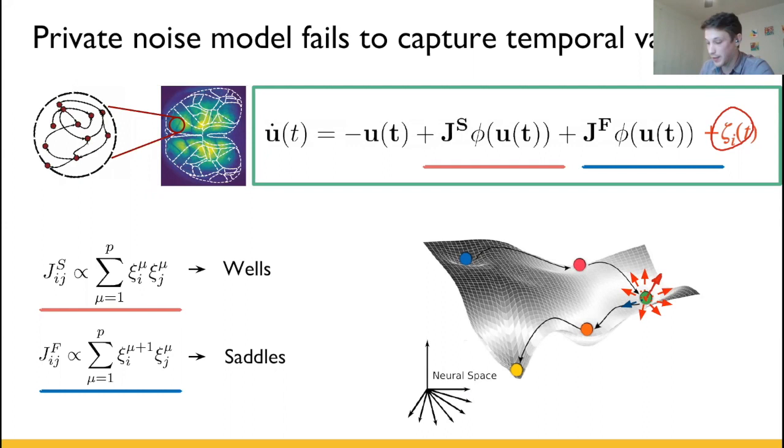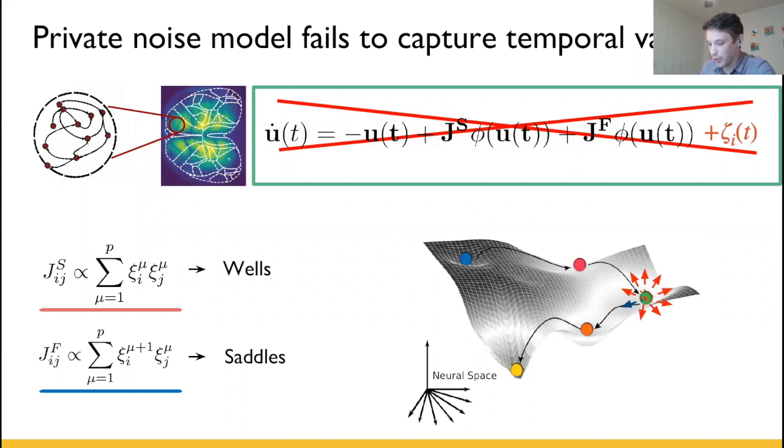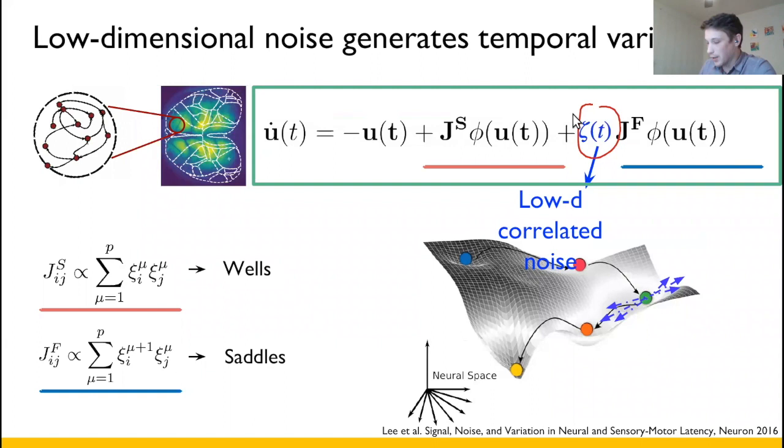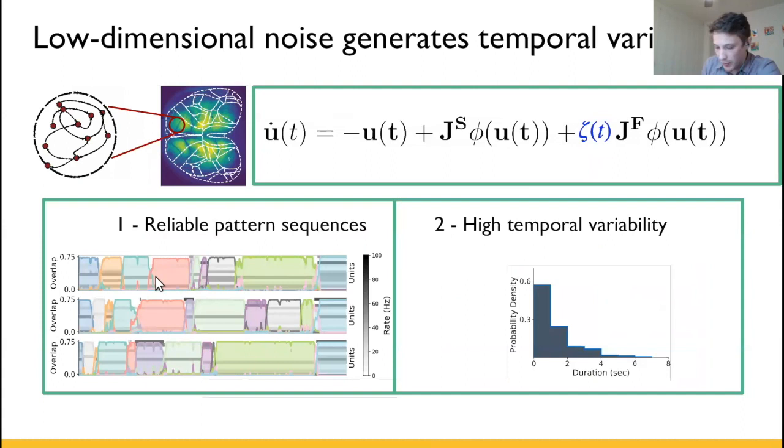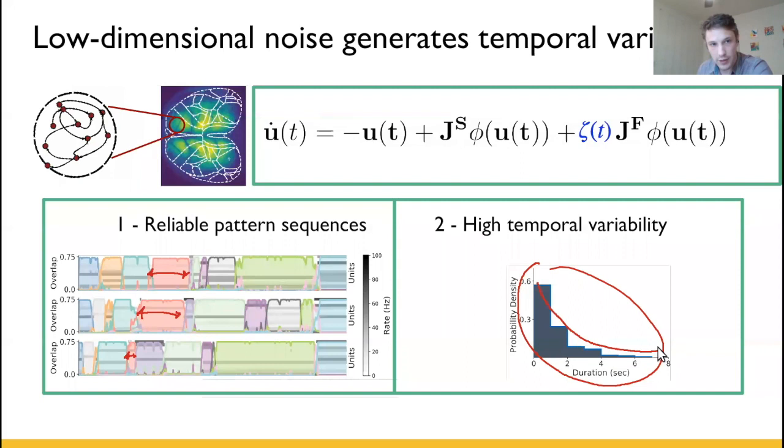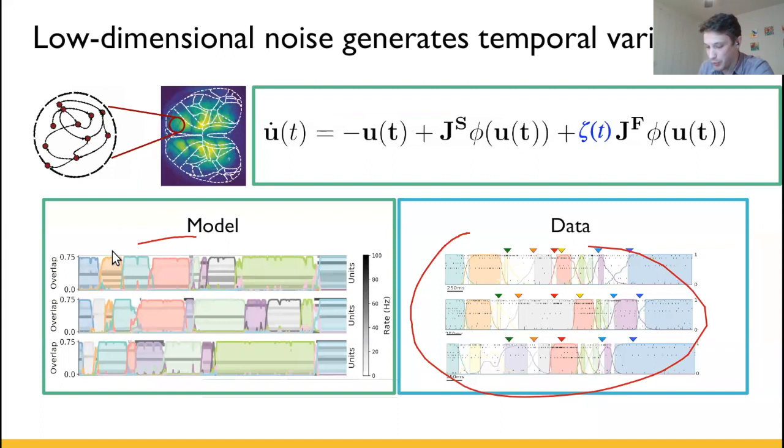But if you want to fix this problem and insert temporal variability, what you find is that you need a low dimensional term. This is in the case of a single one-dimensional Ornstein-Uhlenbeck process. If you add this low dimensional correlated noise, then the neural activity is pushed in different directions, but along a low dimensional manifold, and you actually recover the temporal variability that we wanted. So in this case, the model generates fixed sequences of states, but the temporal variability generated for each state is high. Different states, like the red one here, can have very different durations across trials, captured by these long skewed distributions. And these match the data very, very well. So this appears to be in total agreement with the data.